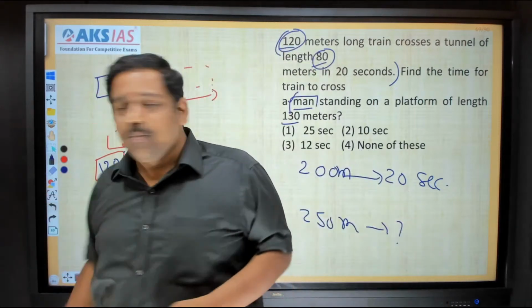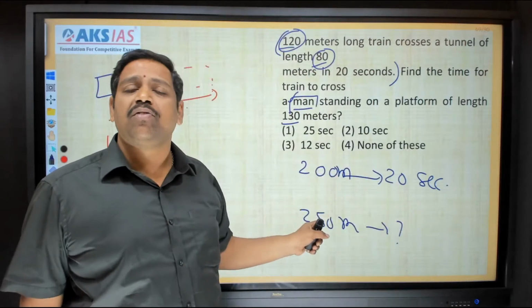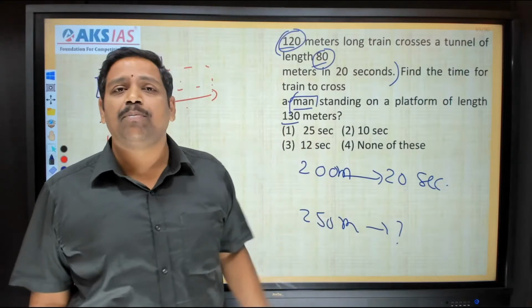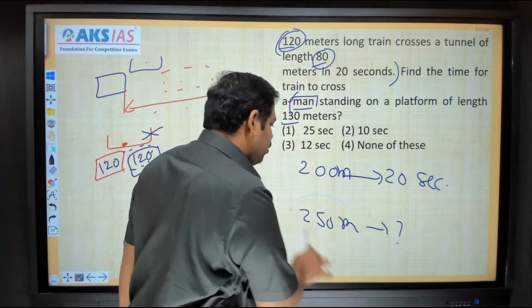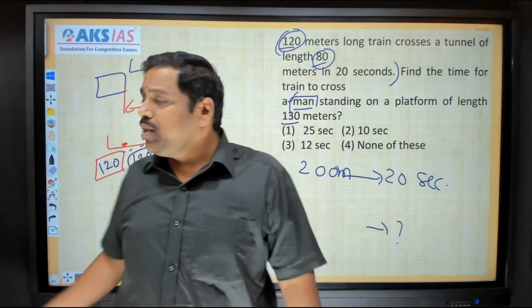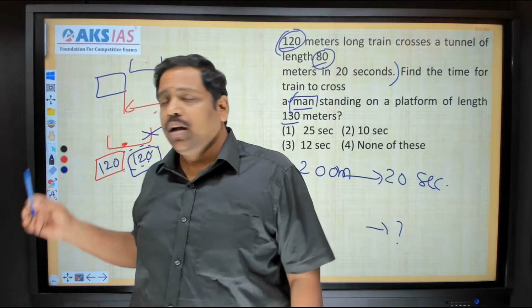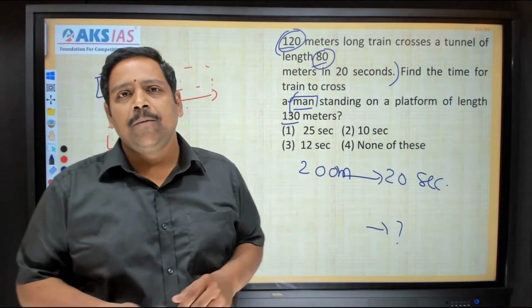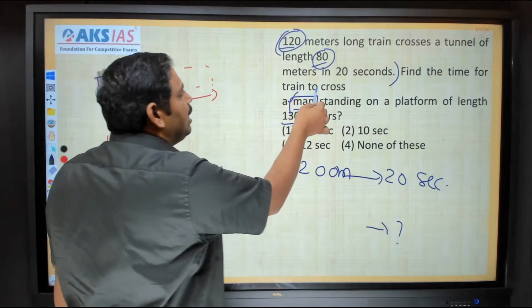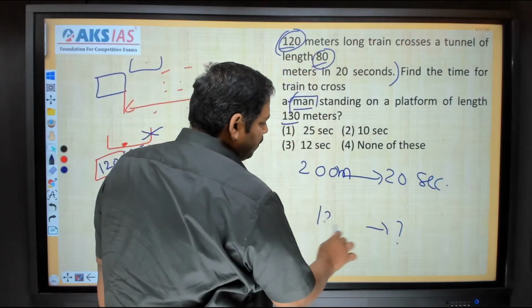But more people will take it as 250 meters because they find the length of the platform. That is the important case that you should notice. No need to take it as 250 meters because the train is not crossing the entire platform. The train is crossing just a man on the platform. Is it correct? That's why we should take only the length of the train, that is 120 meters.